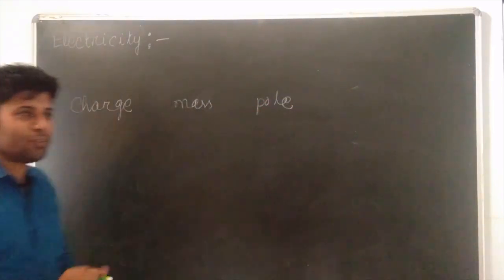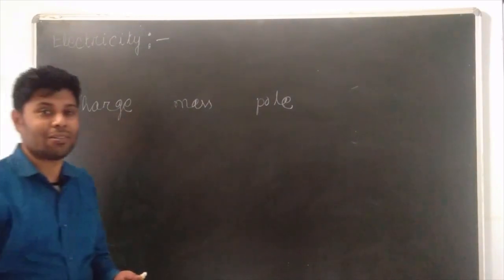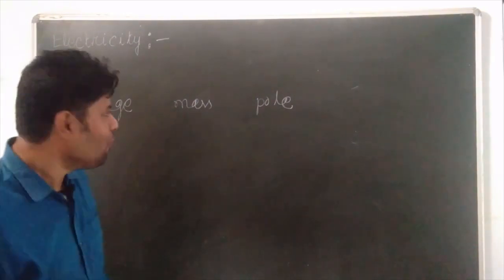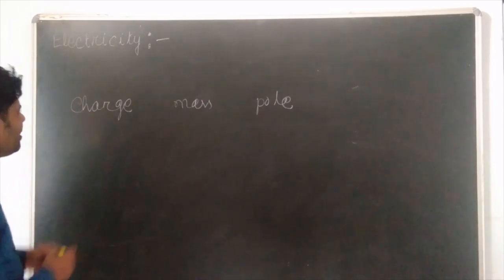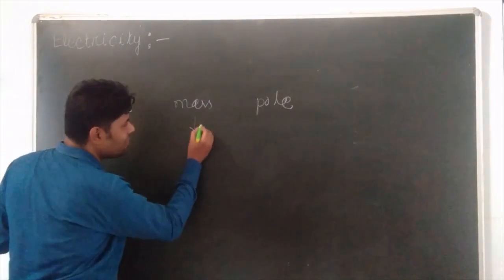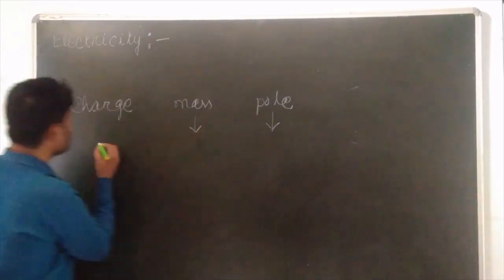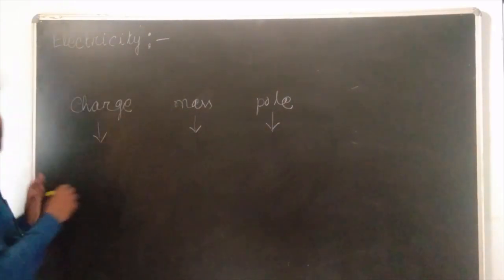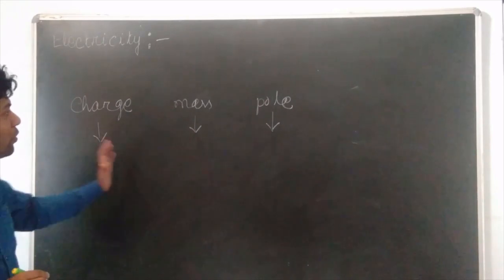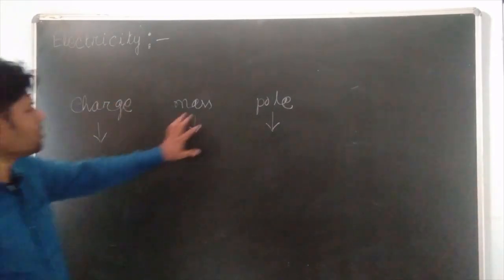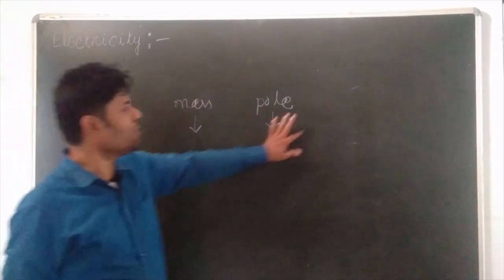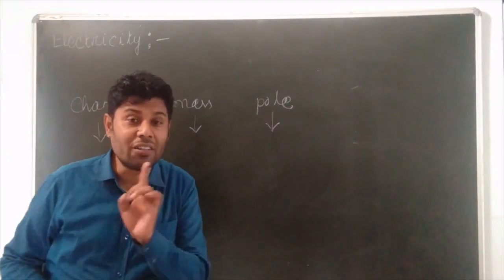See, the aim is to discover the hidden things. What is the hidden thing, student? Now see, the mass creates some force, one kind of force. The pole creates one kind of force. The charge also creates one kind of force. The forces produced by the charge, the mass and the pole are non-contact forces, student.